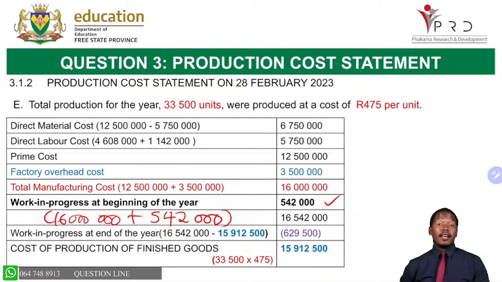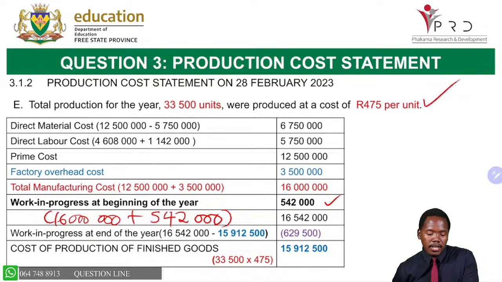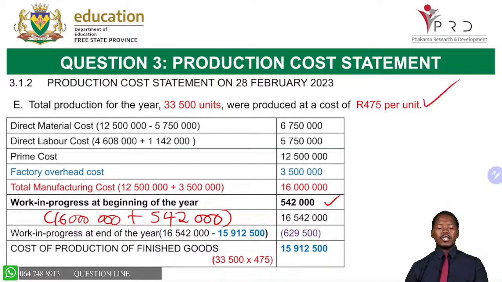Now we're looking at the last one. Remember, work in process was not given, so it becomes our balancing figure. Let's look at the transaction given to us now. Information E. Total production for the year, 33,500 units were produced at a cost of 575 rands per unit. How do I get my cost of production?